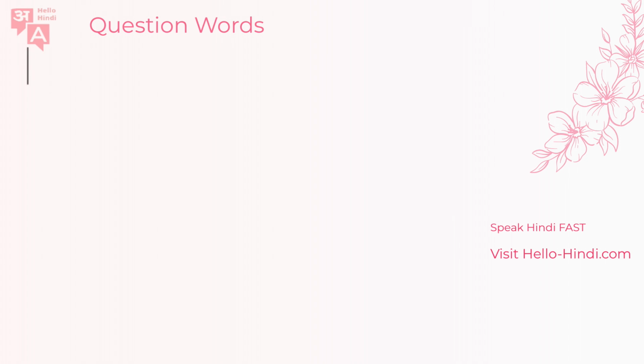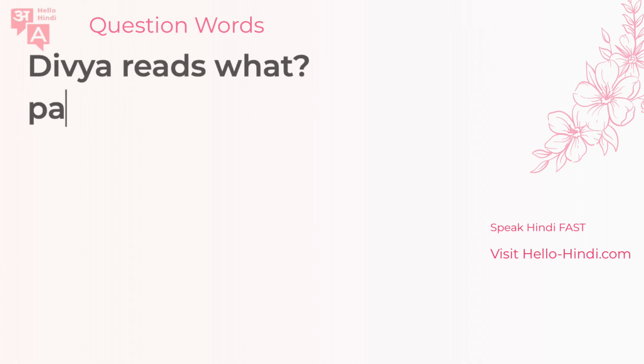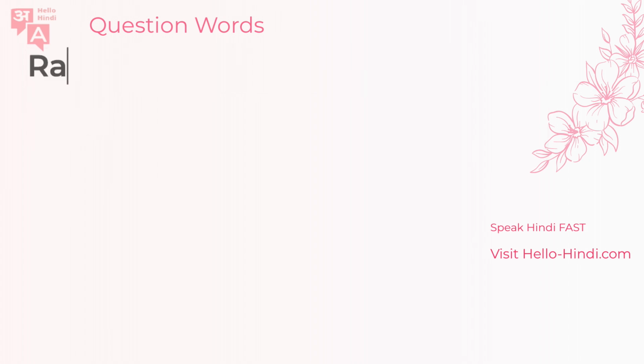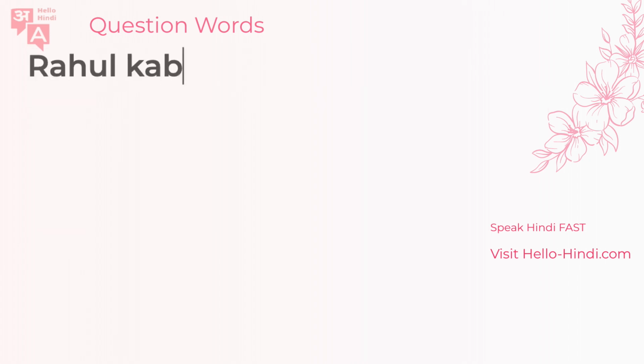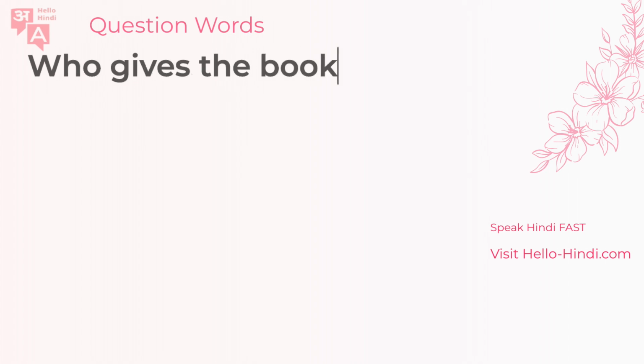Okay, now a few sentences for you. Divya reads what? Or what does Divya read? Remember, the word for read is pad. And see if you can understand and write this sentence down or post in the comments below. Then Rani eats where? How can you answer this one? Remember, the word for eat, the Hindi verb is kha. The final one is Rahul kab. My bad, I actually gave you the answer. Let's try this one. Who gives the book? So remember, the Hindi word for give is de, a super important word. So who gives the book?